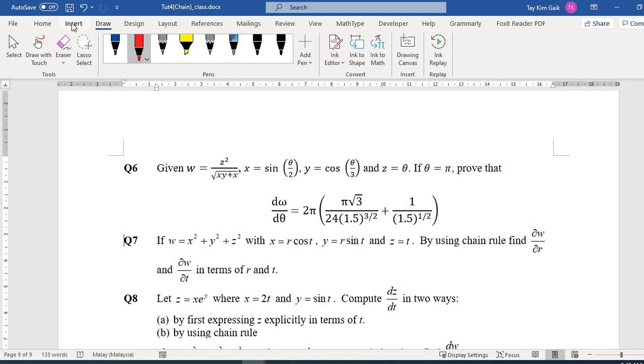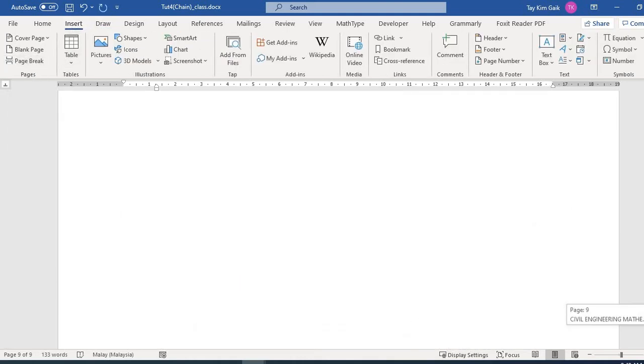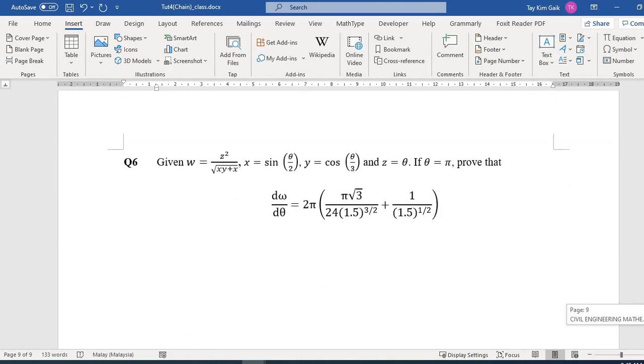The rest is similar, I think you can do it, right? Okay, there you get the answer. W, and then x, y, z are only in terms of theta, that's why you can find dw d theta. So again, you must have your partial derivatives, then apply the chain rule only.